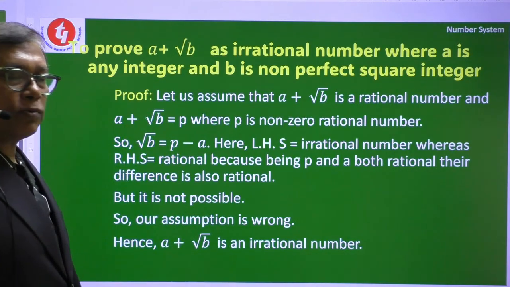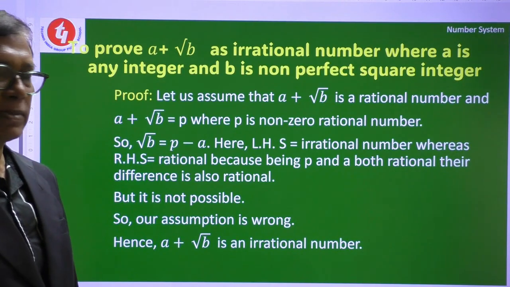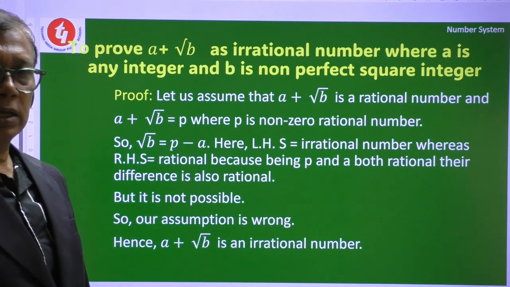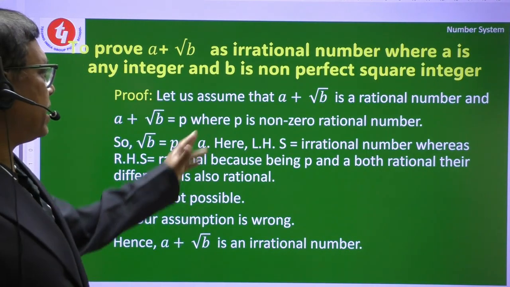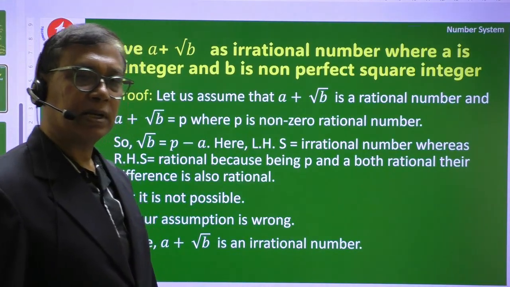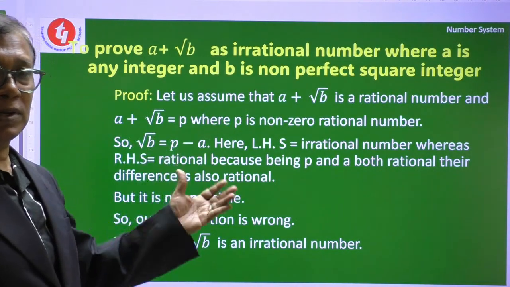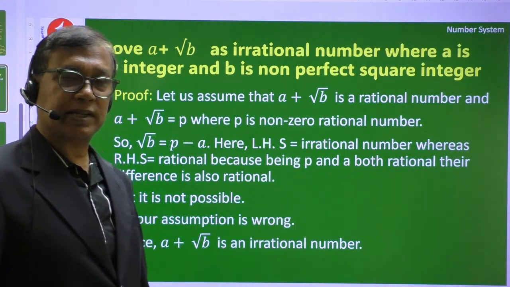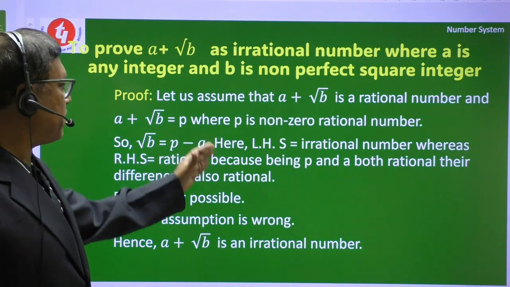So here also first we have to assume a plus root b as a rational number, and a plus root b equal to p I have taken, where p is a non-zero rational number. But see here, I have not taken p by q form because we are assuming this is a rational number and p we are considering as a non-zero rational number. Yes or no? Then root b equals p minus a.